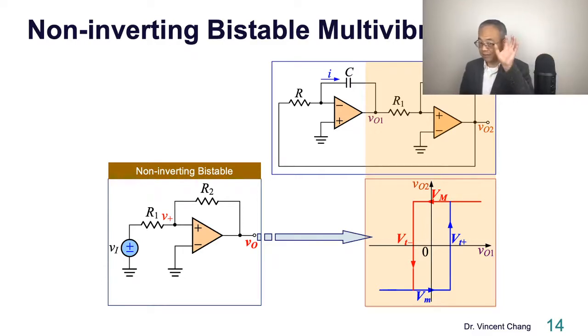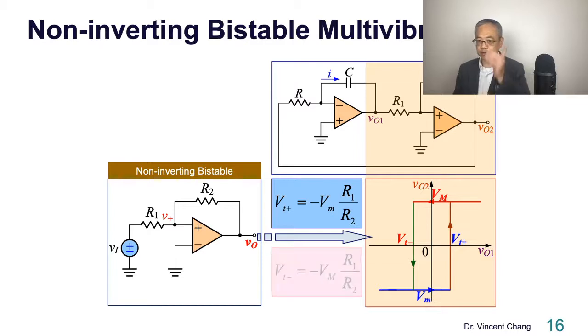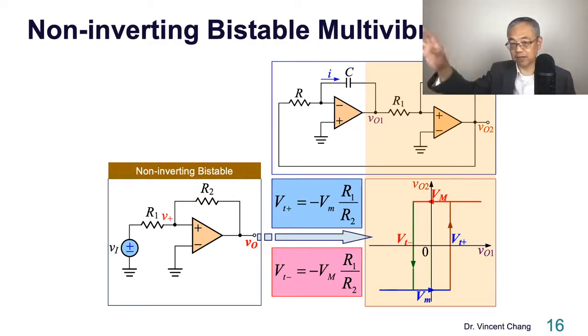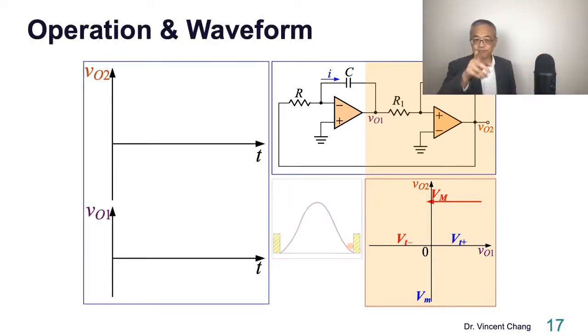I won't belabor the detail. If you don't know what I'm talking about, including how to solve this upper threshold and this lower threshold, then you have to go back to the previous lecture around the bistable, the foundational lecture. This is the bistable on the second stage. The first stage is the inverting integrator.